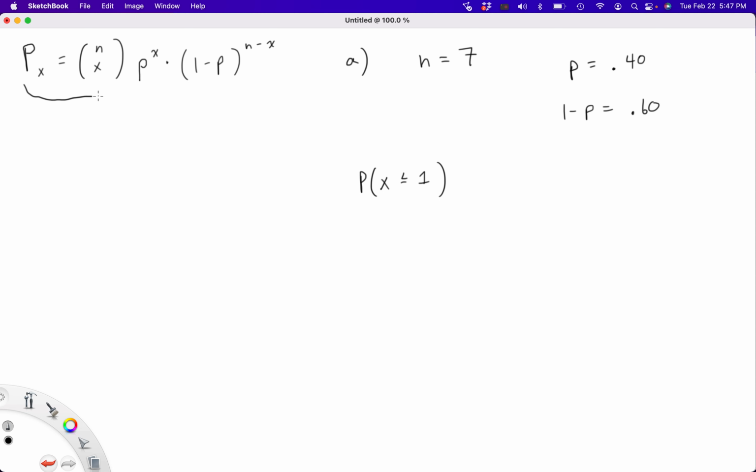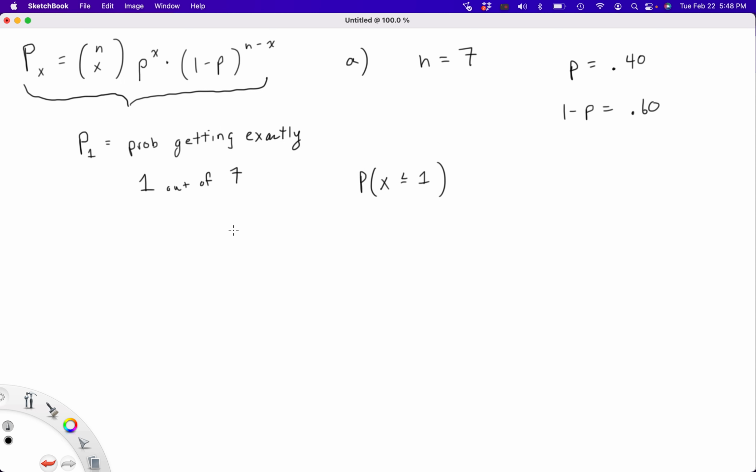The thing we have to remember about this formula is that it cannot handle a less than or equal to, and it can't handle a greater than or equal to. It can only handle exactly a single number. So the way that this particular formula is set up, if we're using n equals 7, which means we're flipping our proverbial coin 7 times, and we plug in 1, for example, this will tell us the probability of getting exactly 1 out of the total 7.